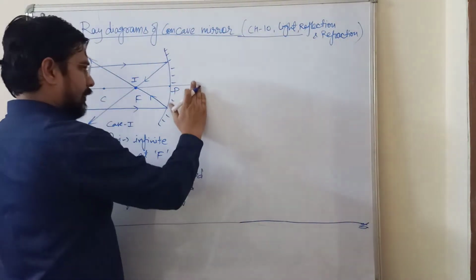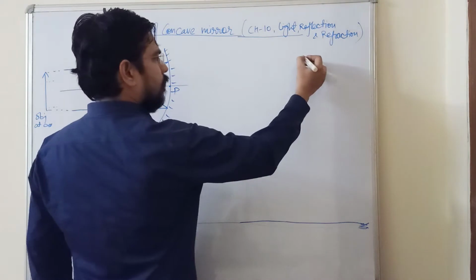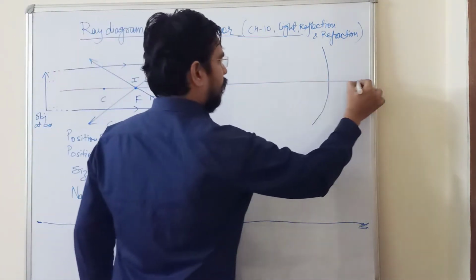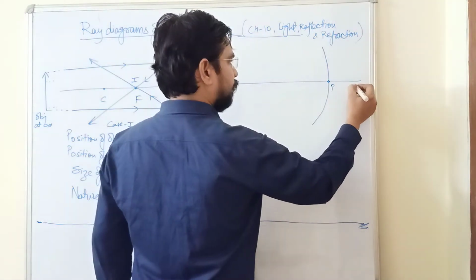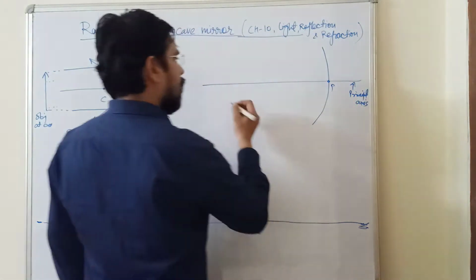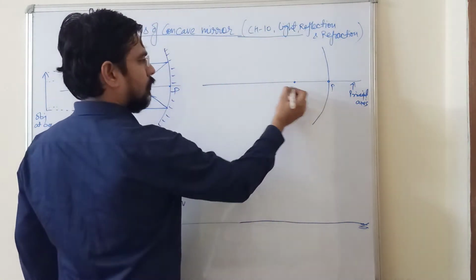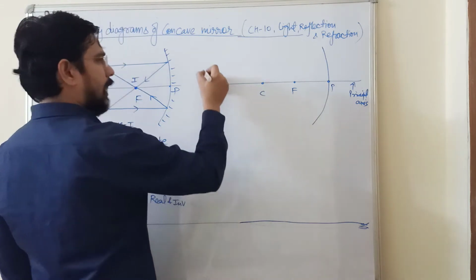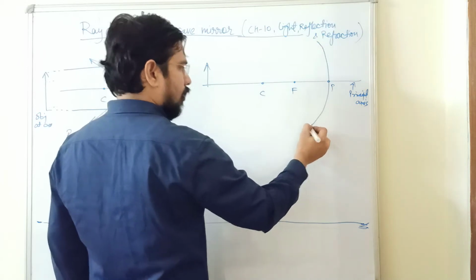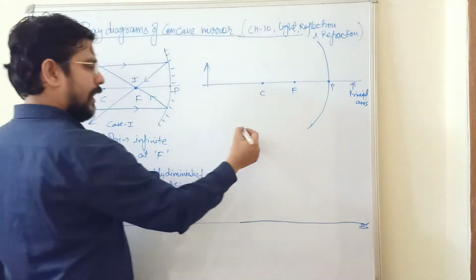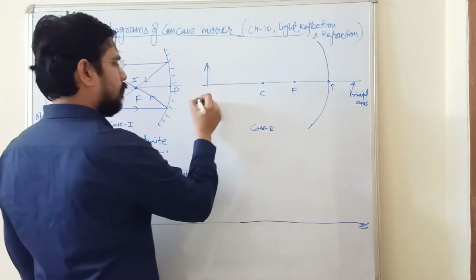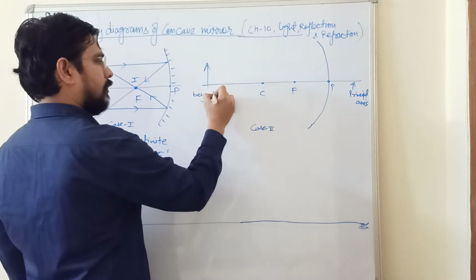Similarly, we are having the second case, in which we are having again a concave mirror, but this time our object, this is pole, principal axis, focus, center of curvature, and this time the object is placed at some finite distance, but it is beyond C. Object is beyond C. So case 2 is when your object is placed beyond C.